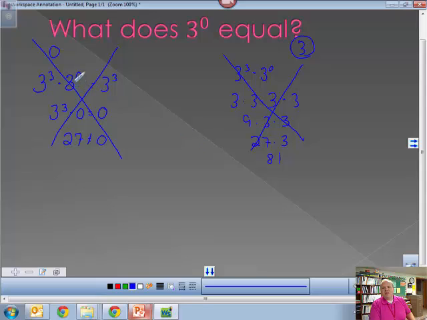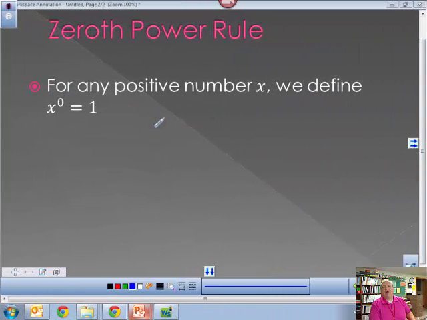So if it doesn't equal 0 and it doesn't equal 3, then what does it equal? Let's look at the next slide. So here's the 0th power rule. For any positive number x, we can define that x to the 0th power will equal 1. So any positive number raised to the 0th power will end up equaling 1. And that is really the crux of this entire lesson today. It continues with what we've already been talking about: any number raised to the 0th power will simply equal 1.